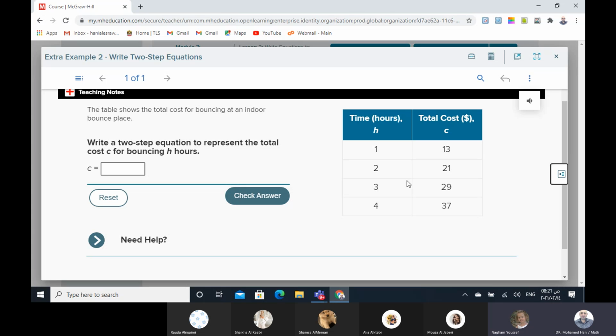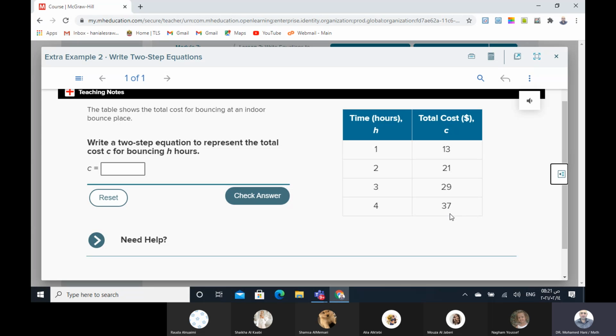Mister, is it plus 8? It means 1 plus 8 equals 13. No, no, 13 plus 8 equals 21. And then 21 plus 8 equals 29. Great. Now, this is the pattern. The pattern here: 13 plus 8 equals 21, 21 plus 8 equals 29, 29 plus 8 equals 37.